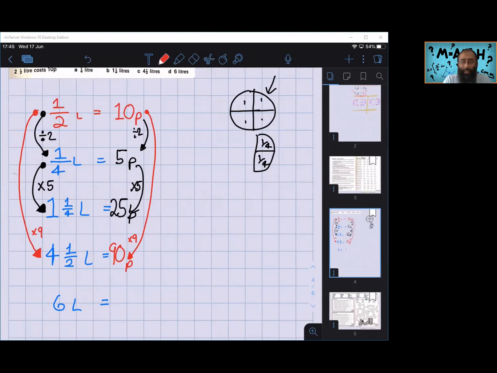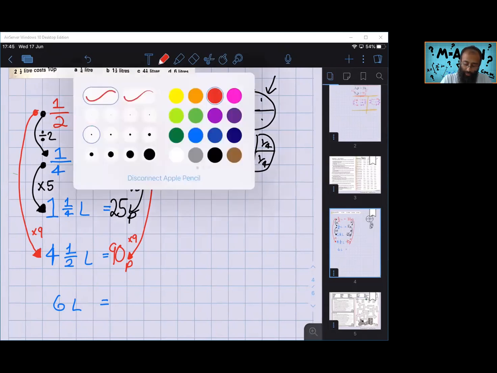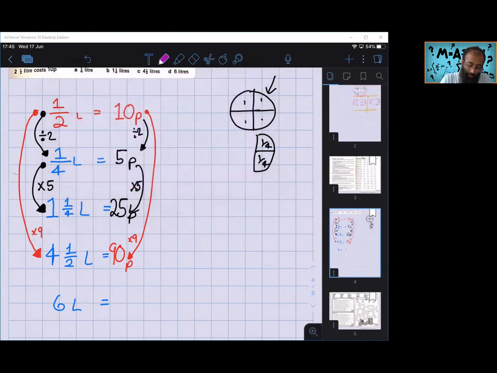Okay, Idris, now I need to get 6 liters. How do I get 6 liters? Times a half by 12, you mean? You said it back to front. So you go back to the half, and you want to go to 6, and you times it by? 12. 12, because 12 halves makes 6. So you have to find out how you can make 6 from one of the above values.